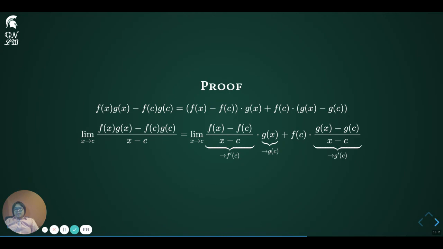Using this decomposition, we can rewrite the difference quotient for the product function. The difference quotient of the product f times g is precisely f of x times g of x minus f of c times g of c, all over x minus c. Using the decomposition in the first step, we can rewrite this as the sum of the difference quotient for f multiplied by g of x, plus f of c times the difference quotient for g.